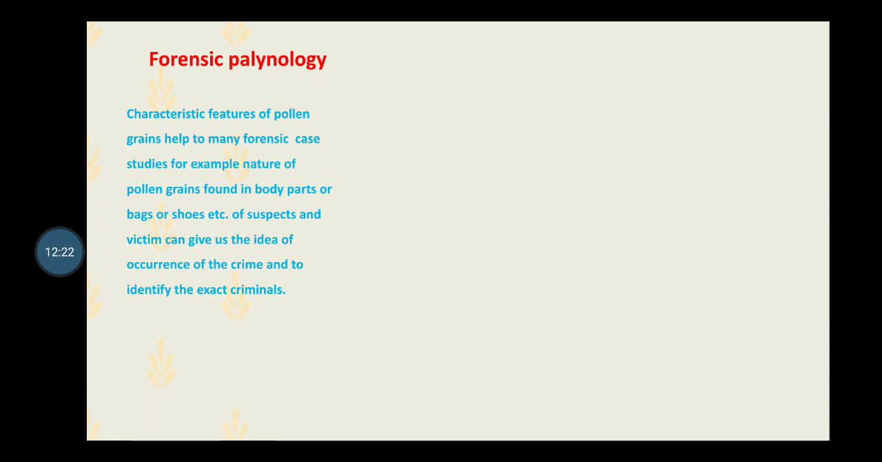For example, the nature of pollen grains found in the body parts or bag or shoes, etc. of the suspects and the victims can give us an idea of the occurrence of the crime and help identify the exact criminals. So it is very much helpful for forensic study to solve criminal cases.